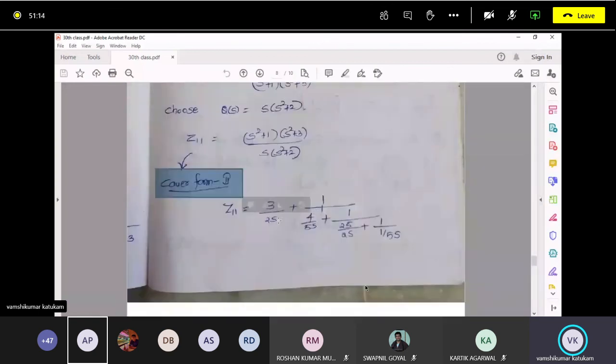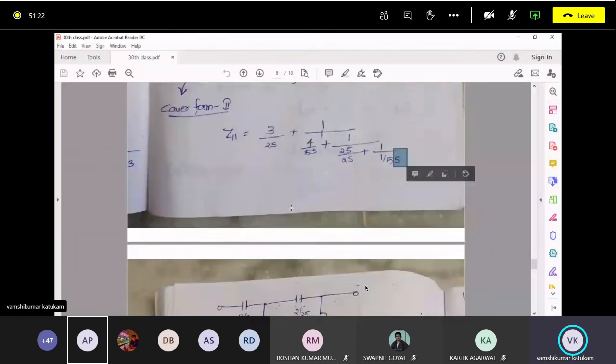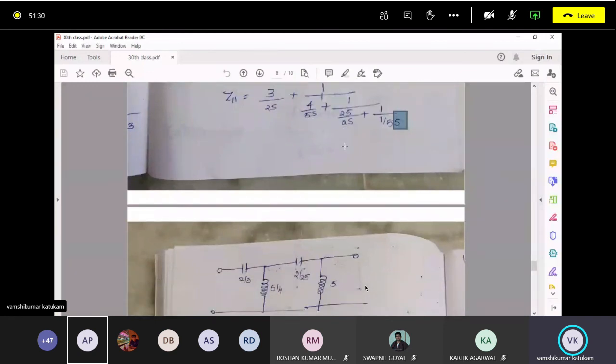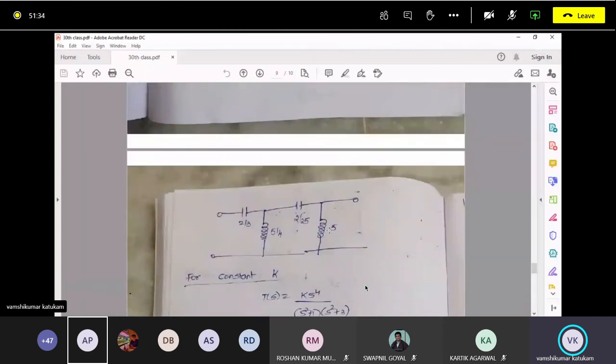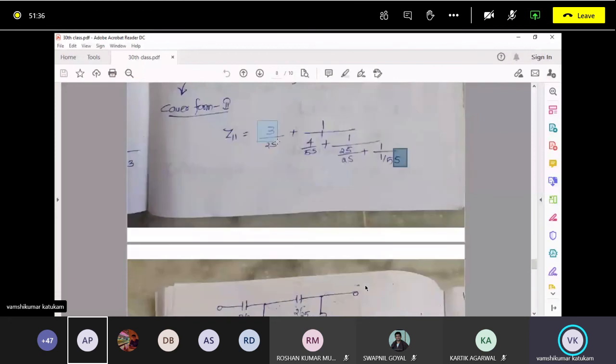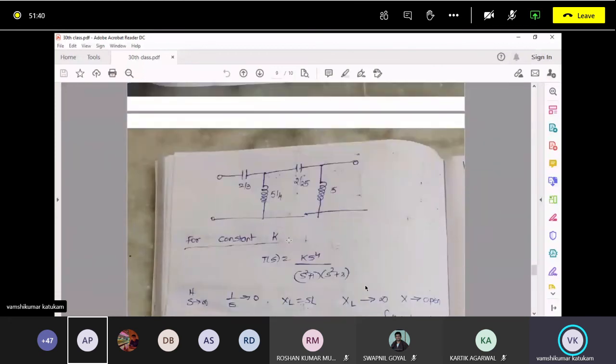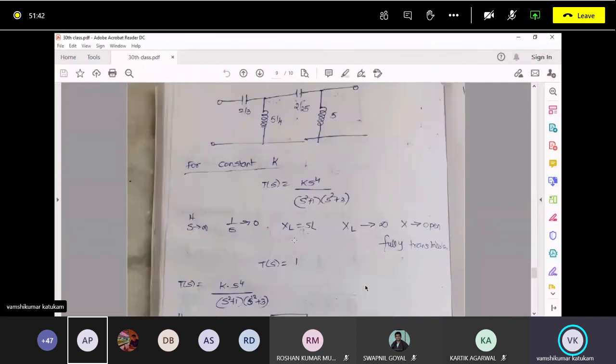Cauer form 2, how is that form? It is the 1 by S form. Convert it, and then you will get it. So 2 by 3, 4 by 5, 5 by 4, 1 by S, and you can see it is 25 by 2 by 25. So you got this, right? Our next thing is how to find the constant. Same constant you can find.